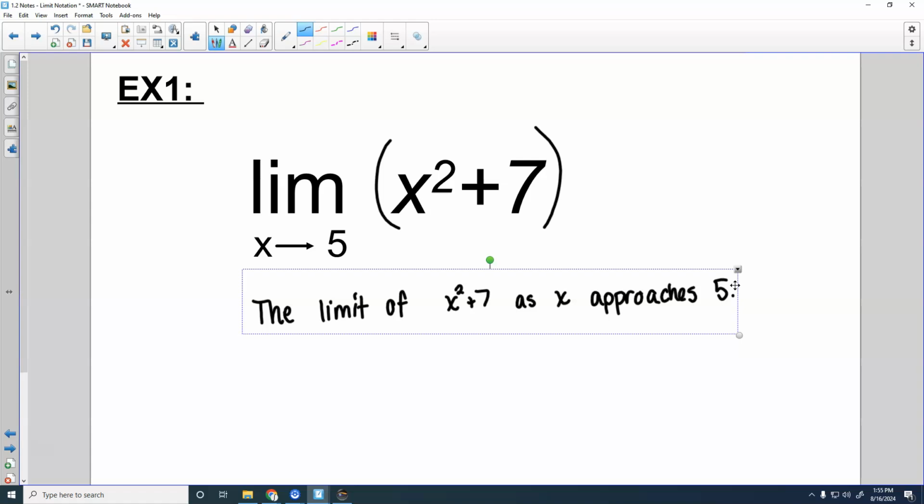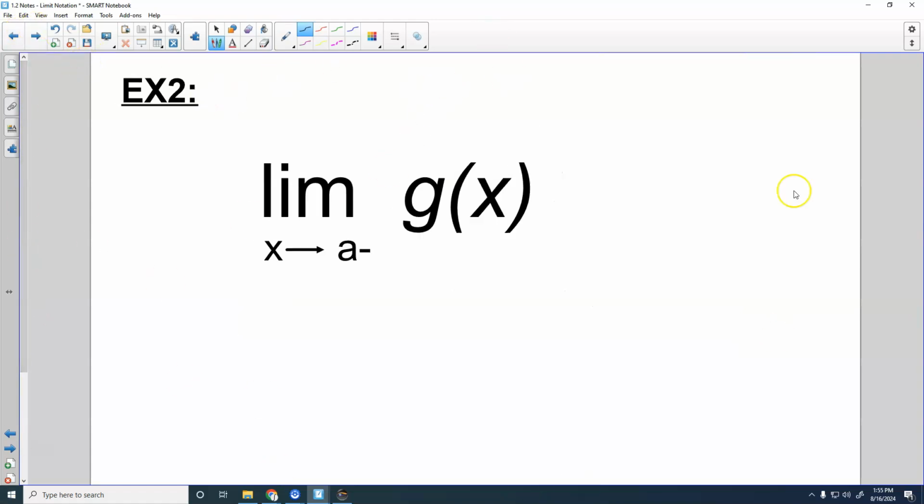You can reorder the way you say this a little bit. Like if you want to say the limit as x approaches 5 of x squared plus 7, that would be okay. That would be acceptable as well. In fact, I might do it that way on the next one just to show you that that's okay too. But this is how we will read this. Let's look at this next one.